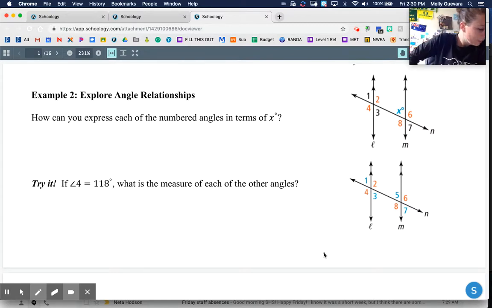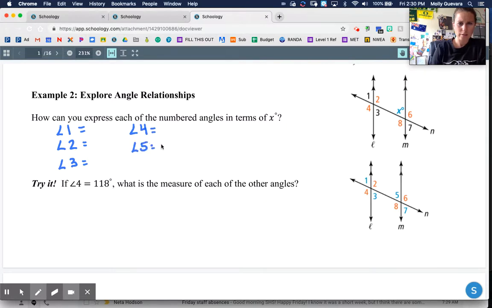Okay, so for example 2, it says, how can you express each of the numbered angles in terms of x? So here's your x right here. So I'm just going to make a list. Angle 1, angle 2, angle 3, angle 4. I don't have a 5. Well, I guess I do. Angle 5 we know is x. Angle 6, angle 7, and angle 8.